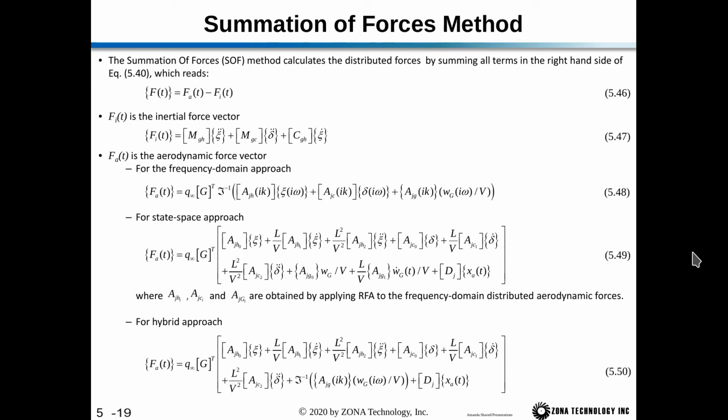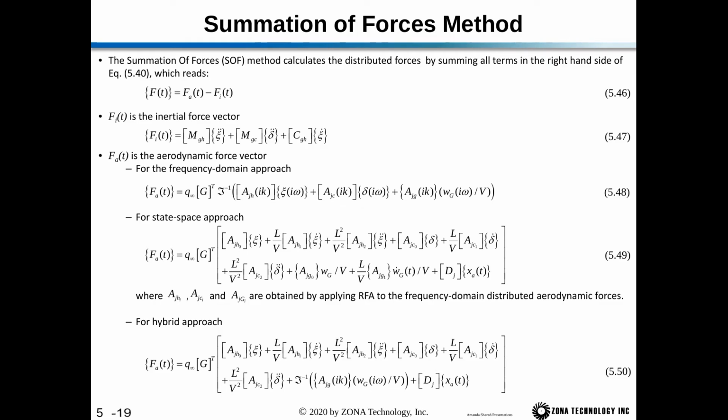Next, we have the summation of forces method available in ZAERO. The summation of forces method calculates the distributed forces by summing all terms in the right-hand side of equation 5.40, which is given by equation 5.46. So F of t is the forces due to aerodynamic forces minus inertial forces. Fi of t is the inertial force vector given by equation 5.47.